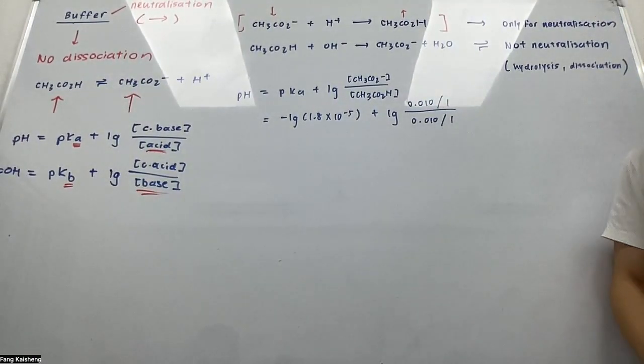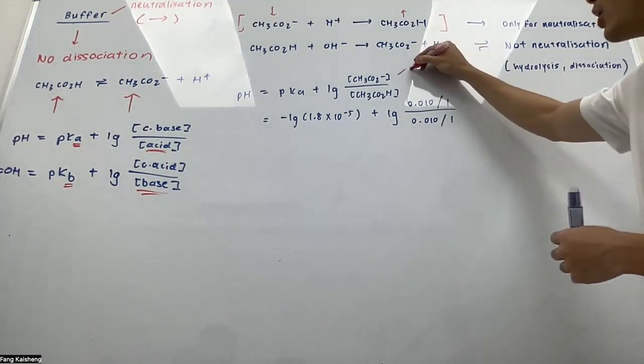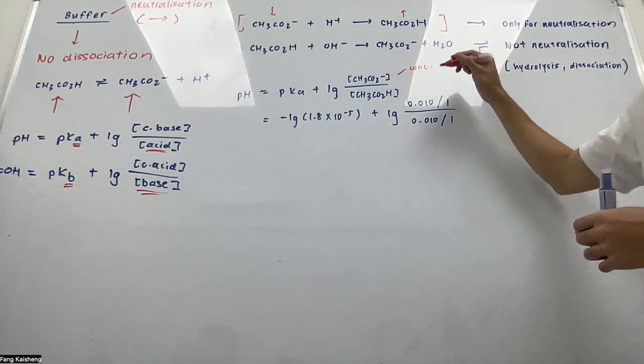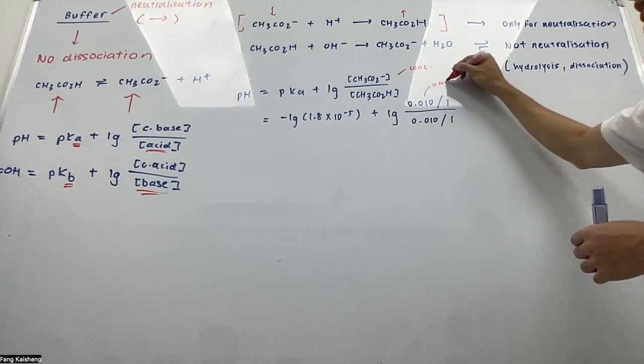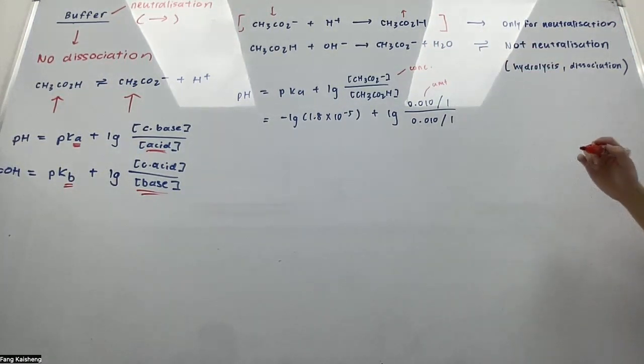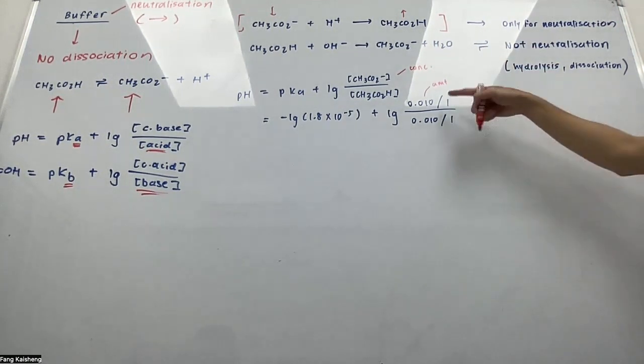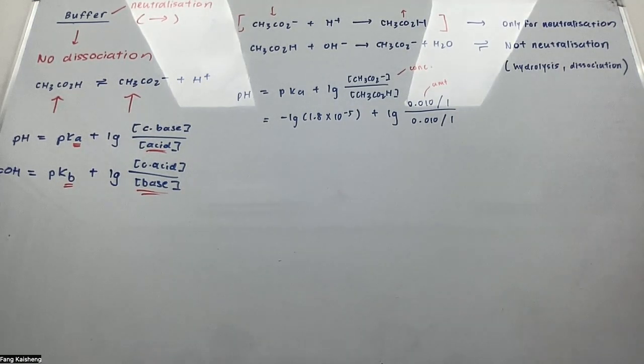Why? Now you notice, all these are in concentrations, right? But this value 0.01 is given as an amount in the notes. So you just need to, for formality's sake, divide by 1 also.